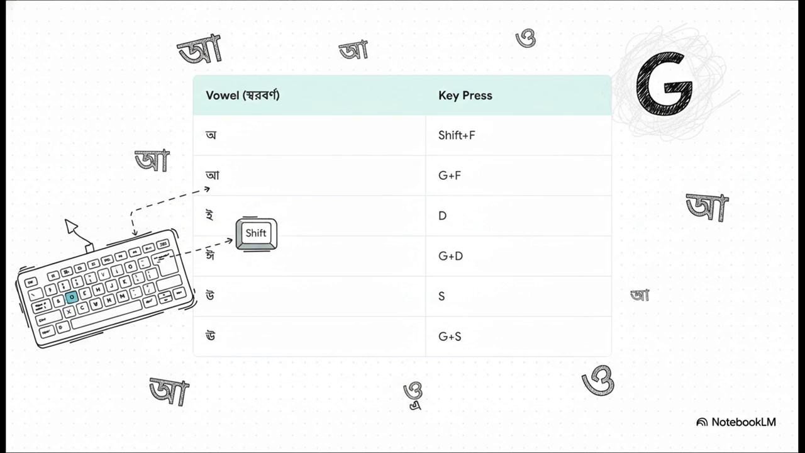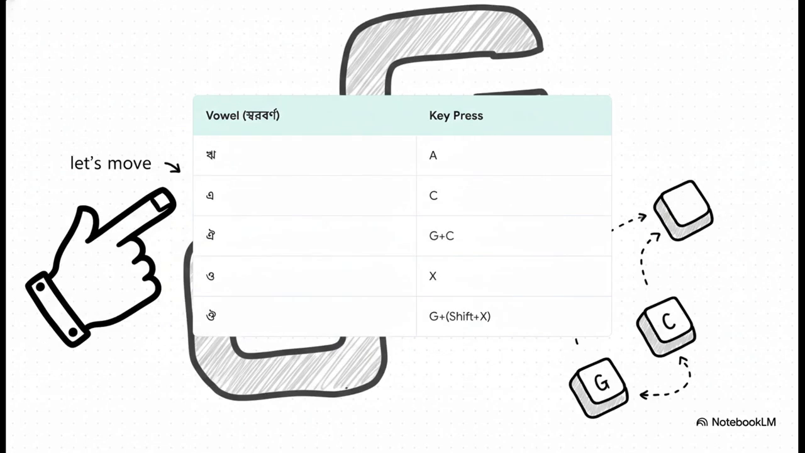The same logic just keeps going down the list. E is on the D key, and the long E is, you guessed it, G plus D. U is on S, so the long U is G plus S. So just think of the G key as your long vowel maker. Simple as that. And yep, that pattern just keeps on rolling with the rest of the vowels. You can see that G key working its magic again. Oi is on the C key, but to get the long form, you simply press G plus C. Once you see that little trick, it makes it so much easier to remember.